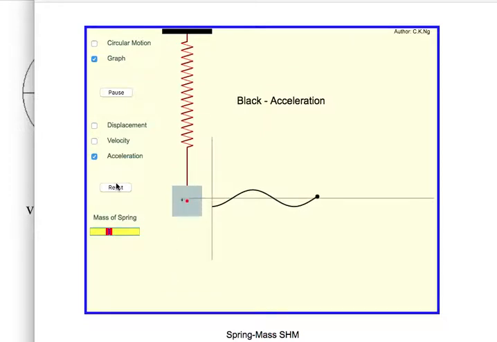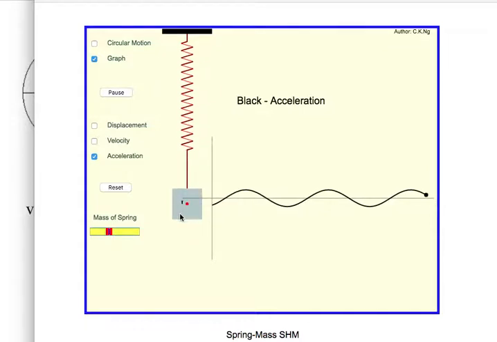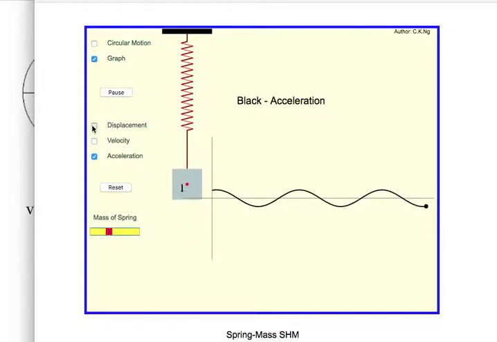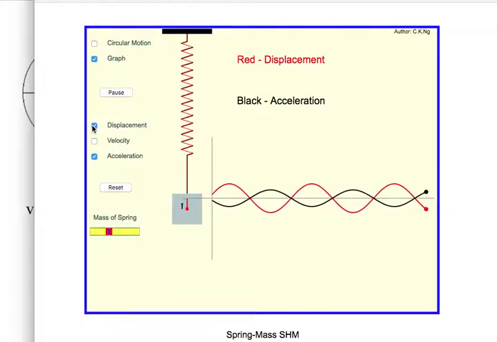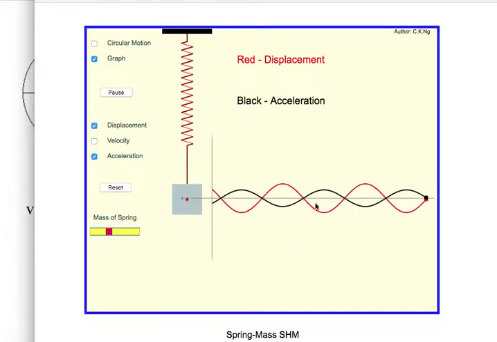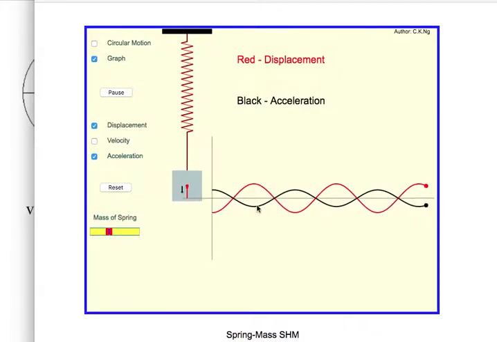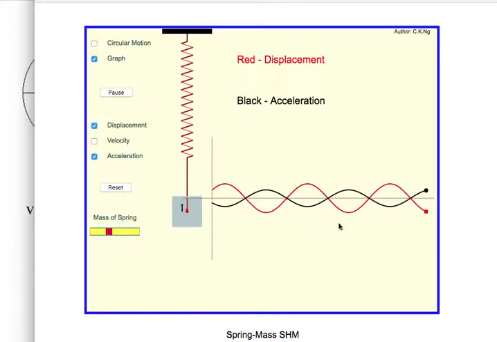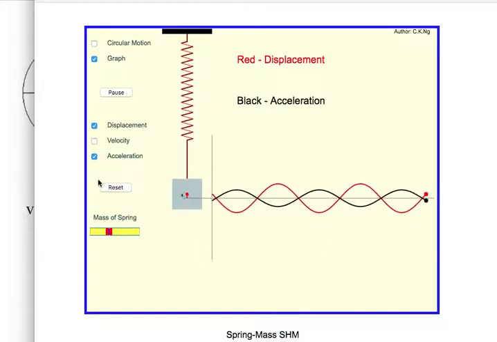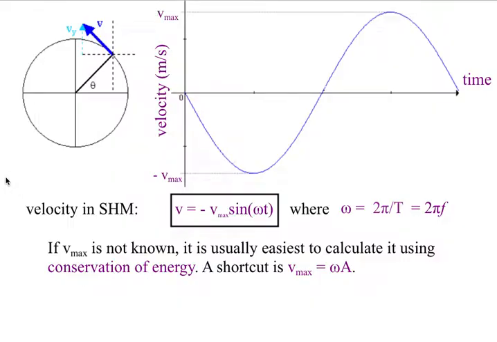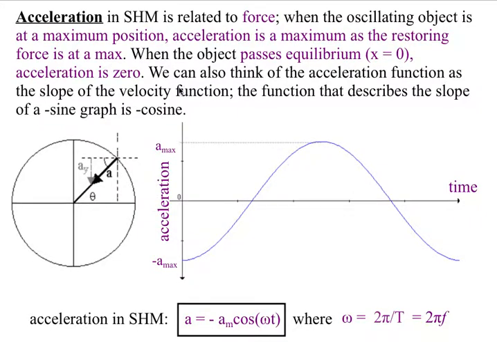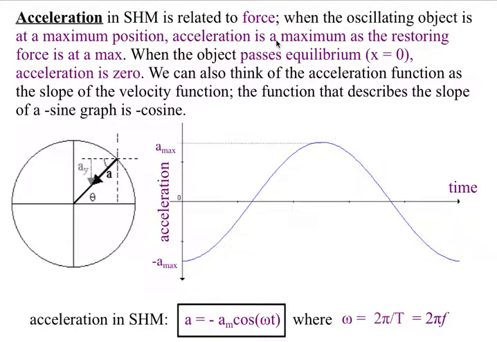So we see that the acceleration of the block and its displacement are always in opposite directions. When it's above equilibrium, it's accelerating in the negative direction. When it's below equilibrium, it's accelerating in the positive direction. If I do turn on the displacement versus time graph, we can see that they're basically mirror images of each other, although they definitely can have different amplitudes. It just depends. But they have zeros at the same times, and they have maxima at the same times, but they're just opposite.